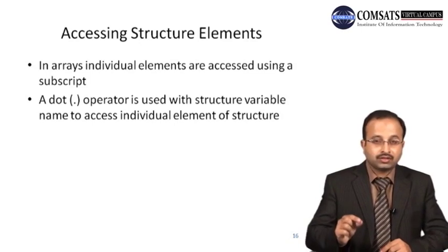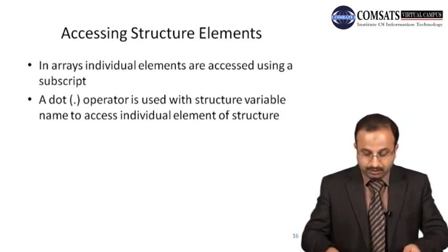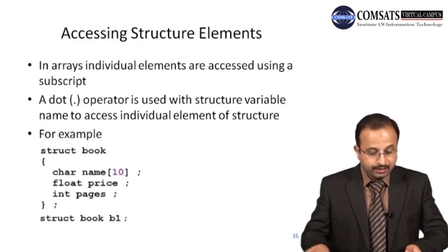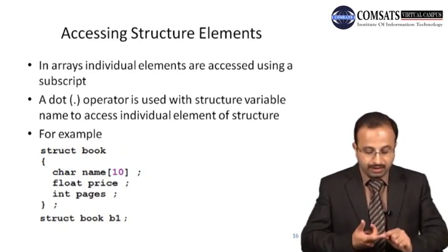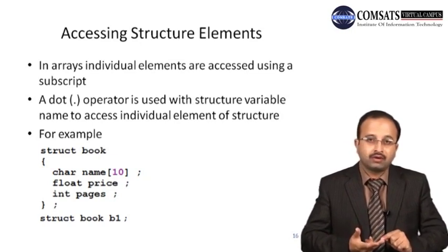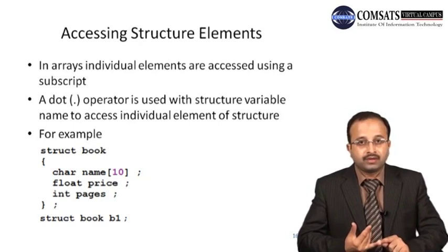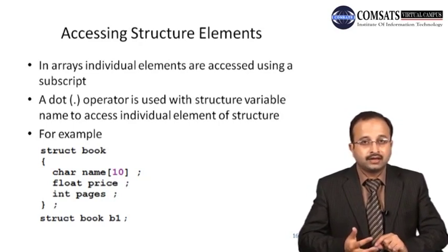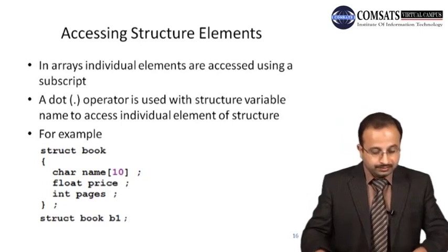With the structure variable name, you use the dot operator to access the individual element of that structure. For example, if we have a struct book, we have already seen this in the example. In the example structure I showed you, we saw how to define a structure, declare its variables, initialize the values of the structure variable from the input by the user, and how we print the value of that structure variable.